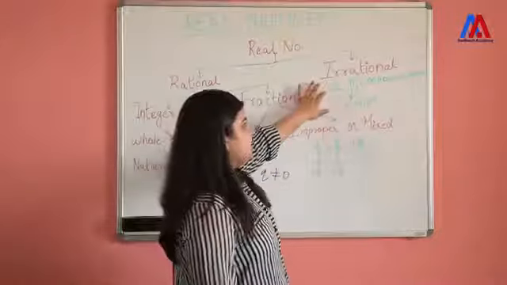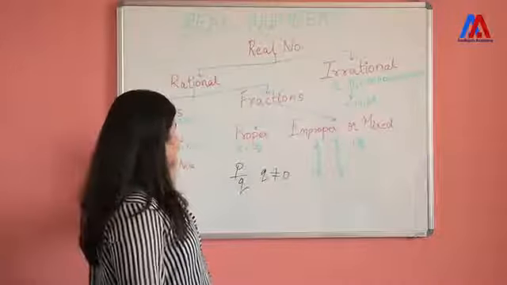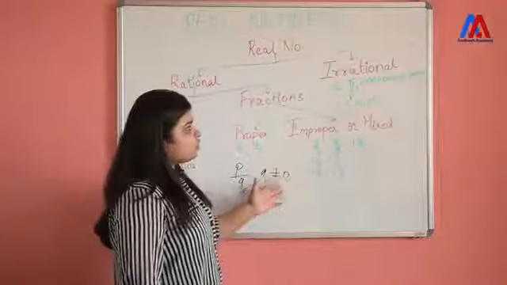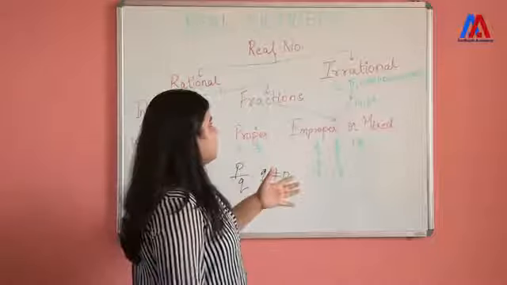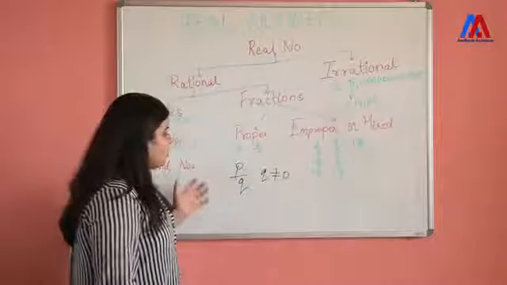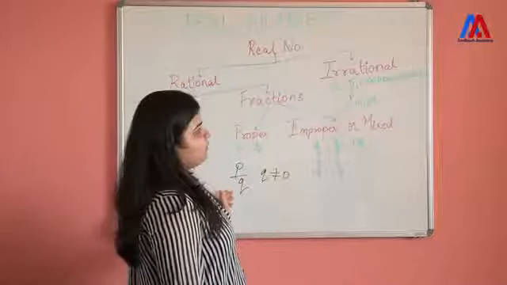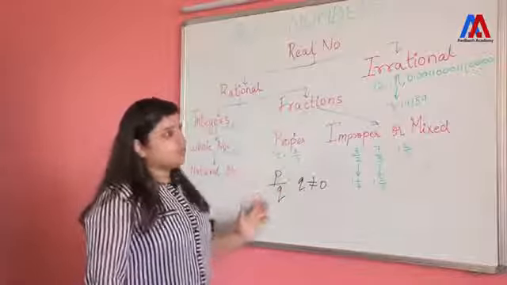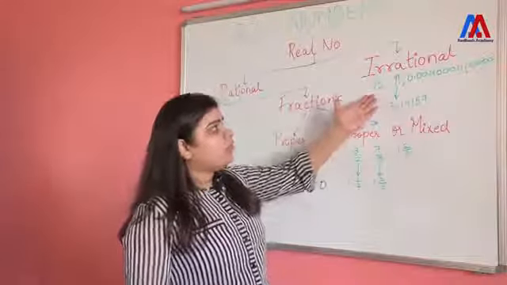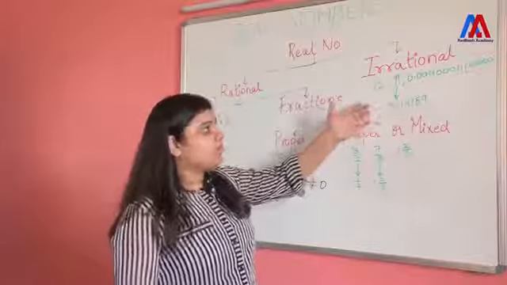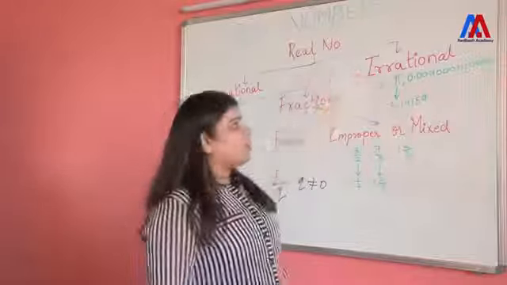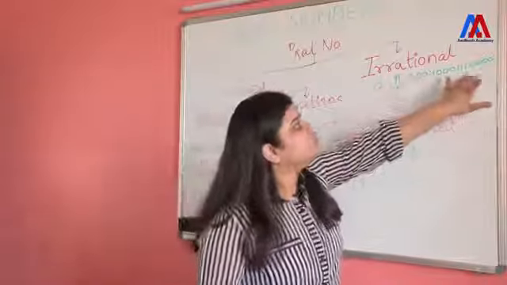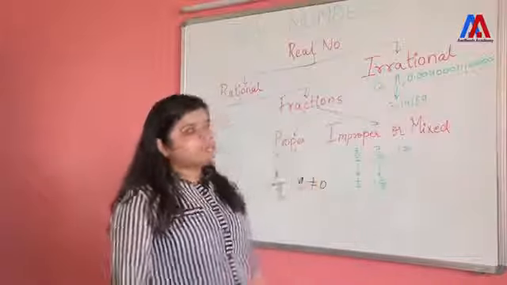Now coming to irrational numbers, like we just saw, rational numbers are all those numbers which can be represented in the form of p by q, where q is not equal to 0. Irrational numbers are all those numbers which are not rational or which cannot be represented in this particular form. Like √2 is an irrational number because it cannot be expressed in this form, or the square root of any other natural number which is not a perfect square is an irrational number. Also pi, which has a decimal value of something like this, and this huge number is also an irrational number.